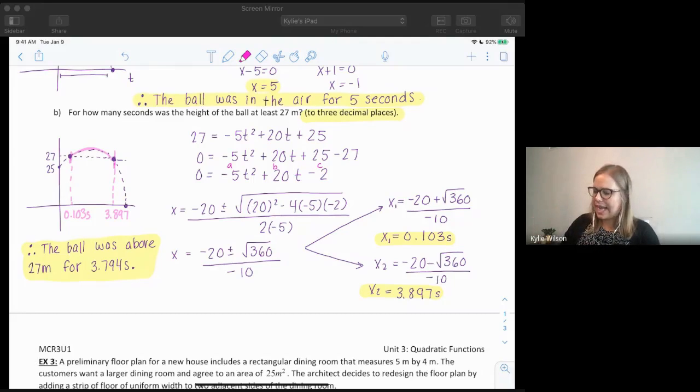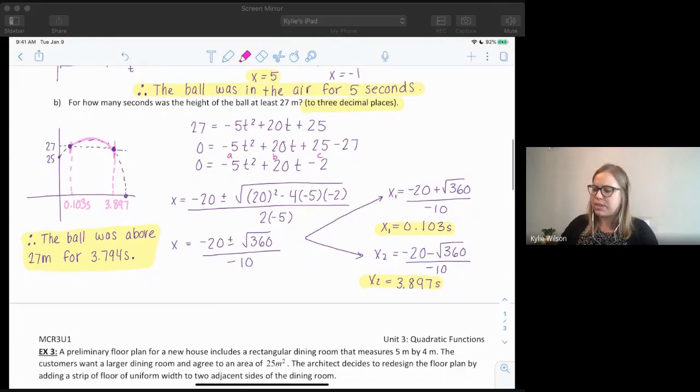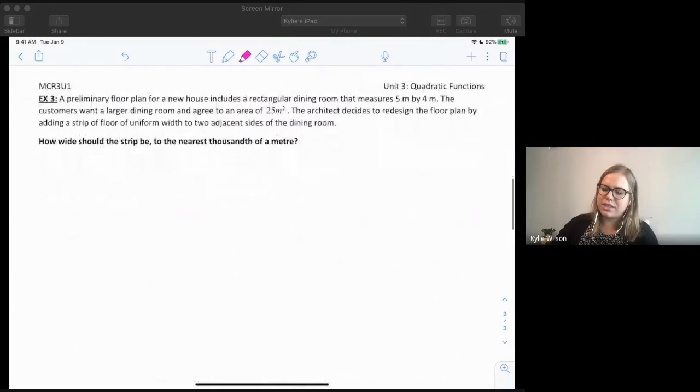So this last example is a little bit different. We're not looking at the motion of a ball. We're looking at area. And very often area questions are also quadratic questions, right? With area, we usually have units that are squared. So it makes sense that I have a quadratic somewhere in there because I have squared values.